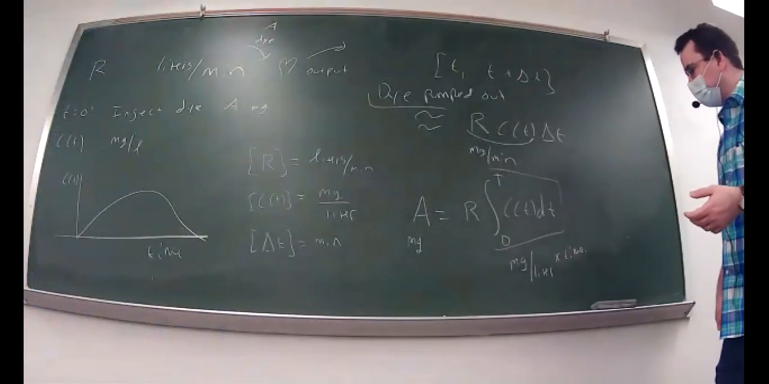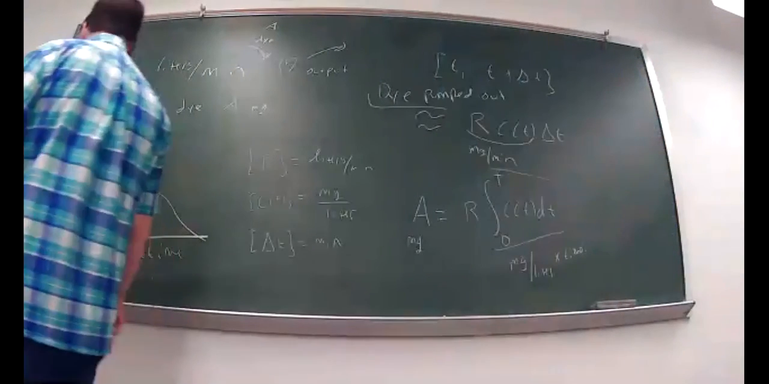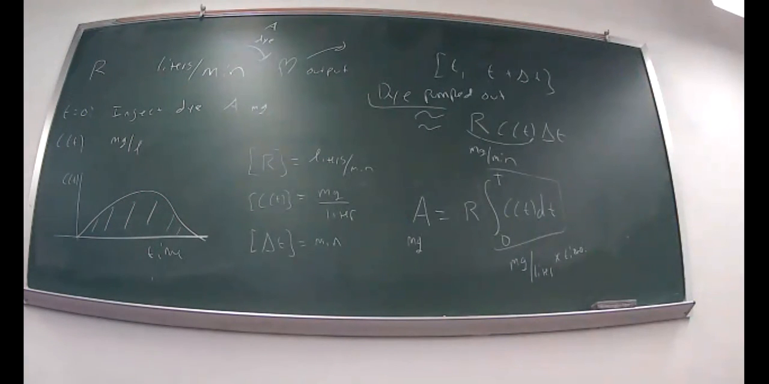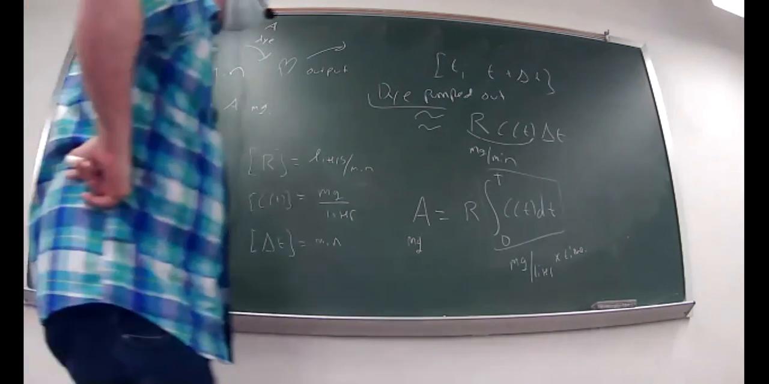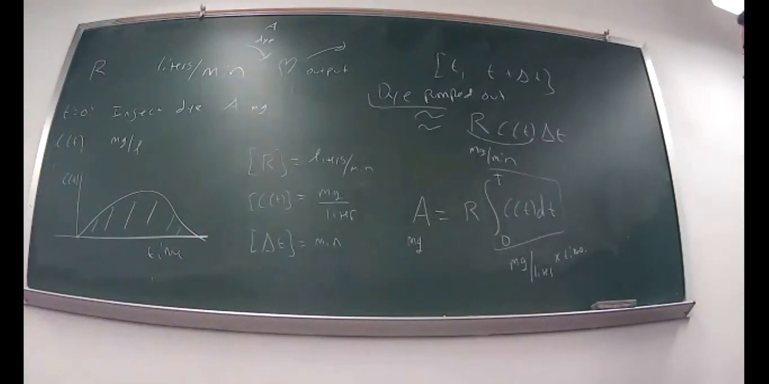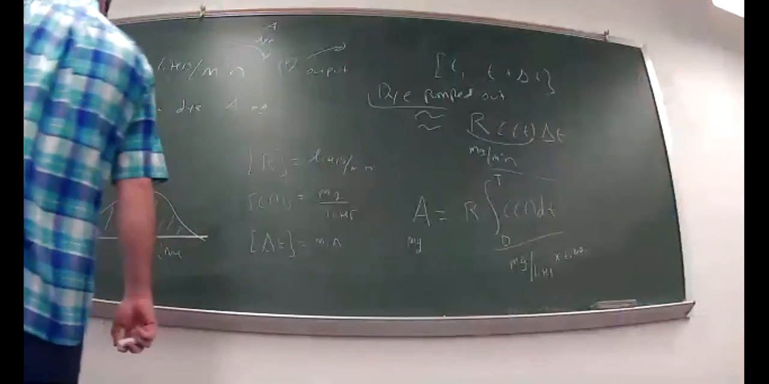So this is like the area under the curve, right? So how do you interpret this physically? How do you interpret the integral of a concentration physically?